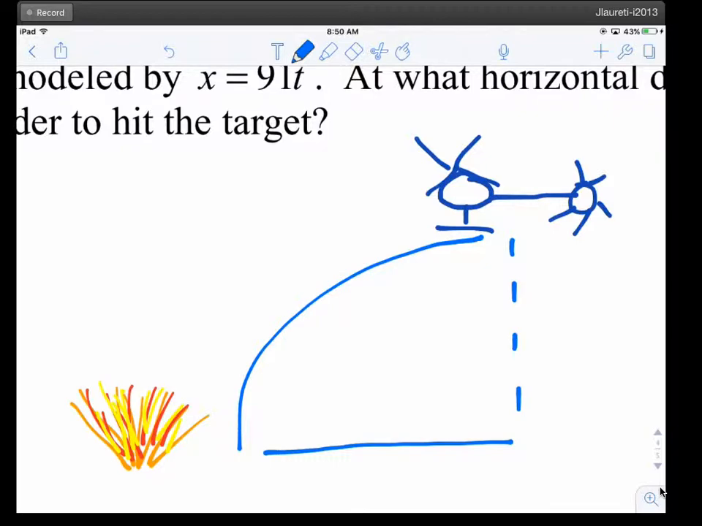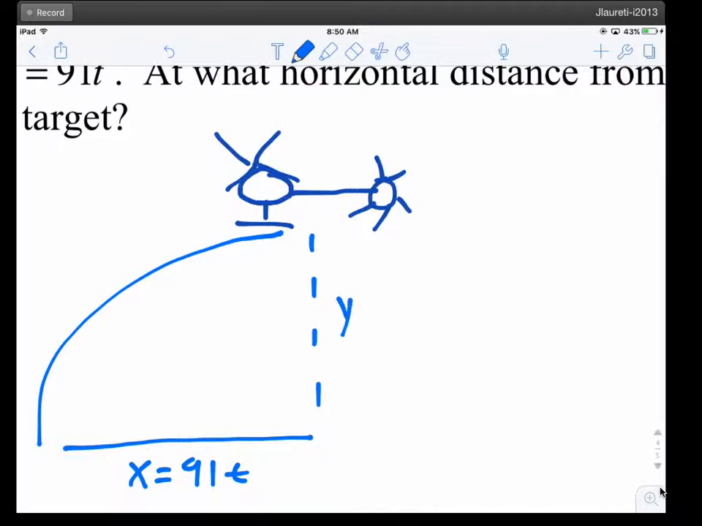Okay, so what's going to give us the vertical distance between the helicopter and the fire? Which equation? Right. And then the horizontal distance would be 91t, right? And then the vertical distance would be negative 16t squared.